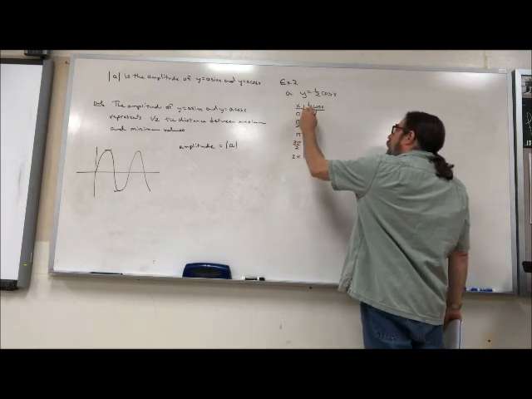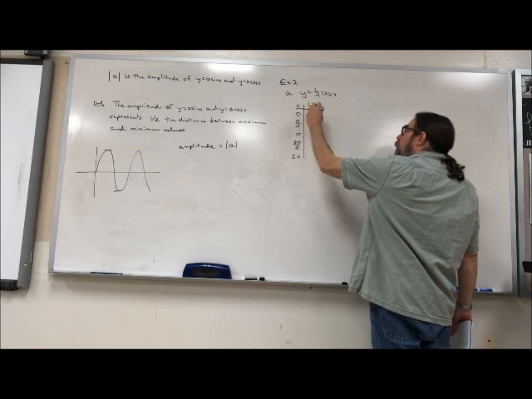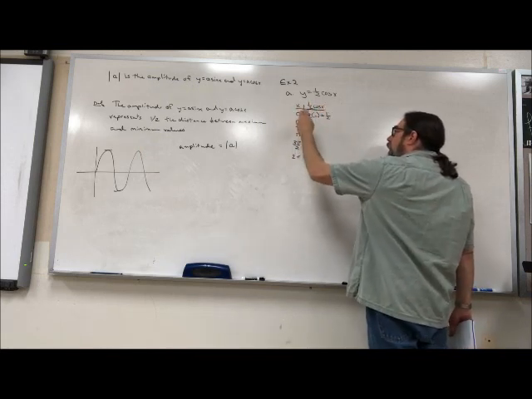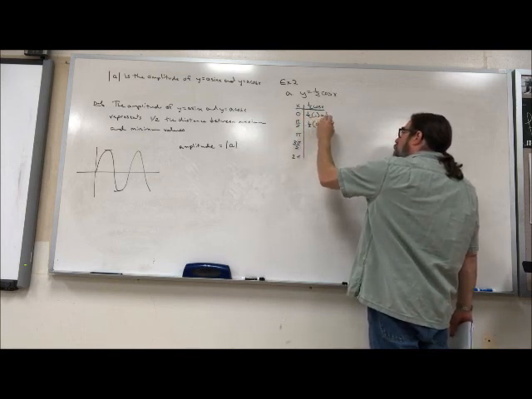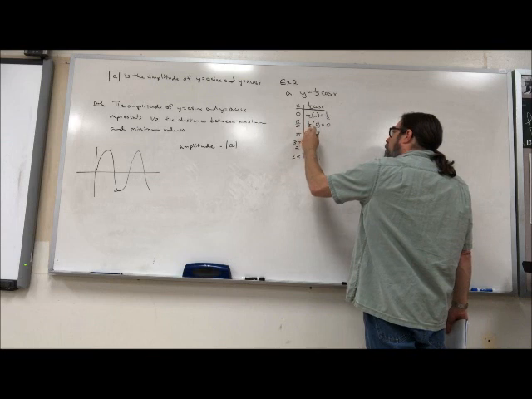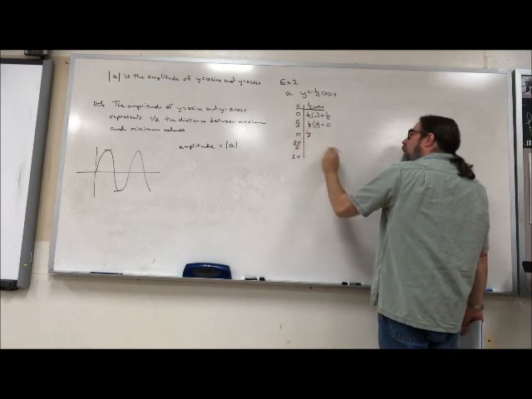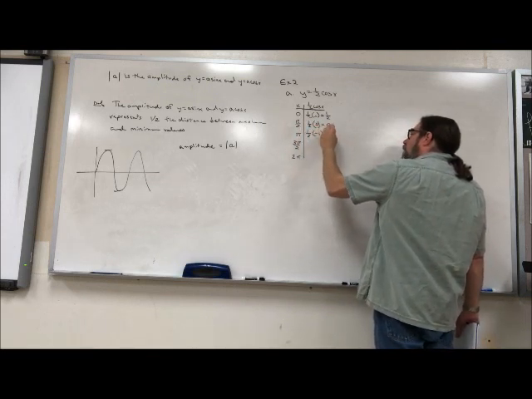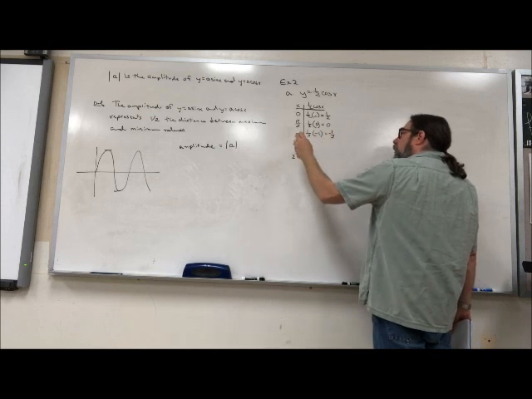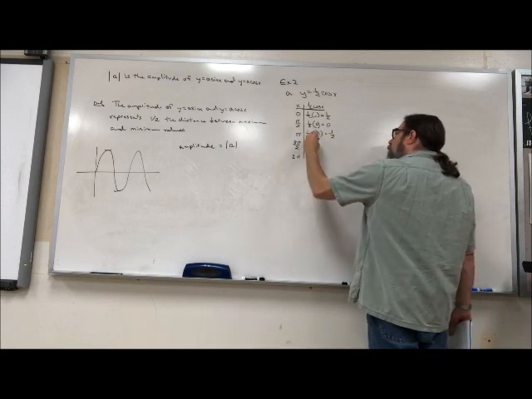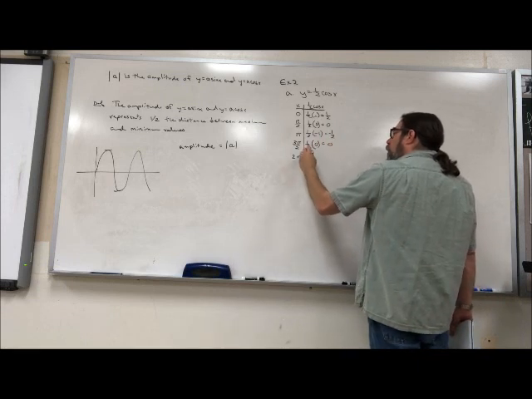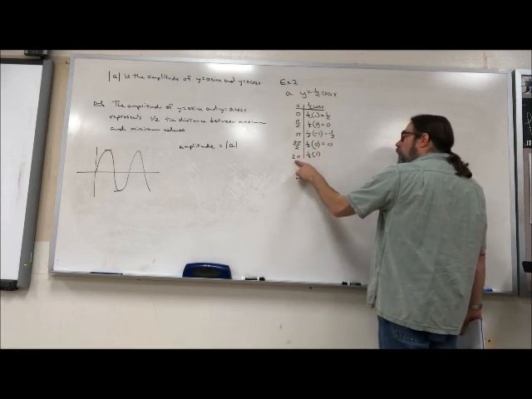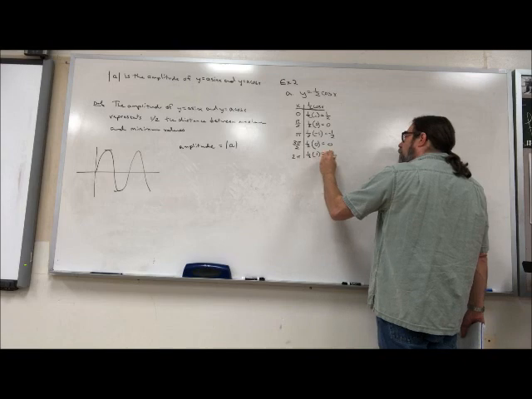And it's going to be 1/2 times the cosine of 0, which is 1, so that gives us 1/2. Then it's going to be 1/2 times the cosine of pi over 2, which is 0, so it's 0. Then 1/2 times the cosine of pi, which is -1, so it's -1/2. And then 1/2 times the cosine of 3 pi over 2, which is 0, so it's 0. And we end up with 1/2 times 1, the cosine of 2 pi, so it's 1/2.